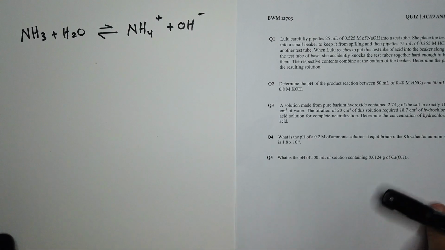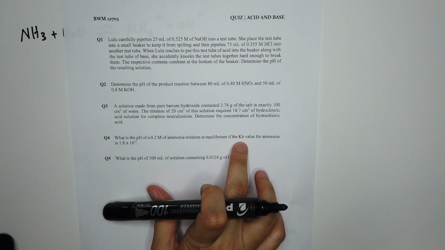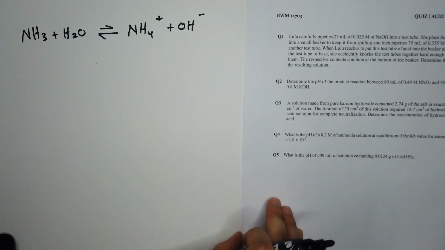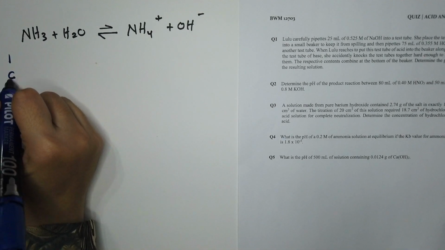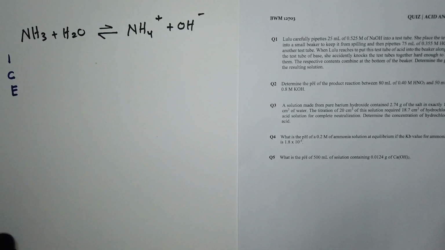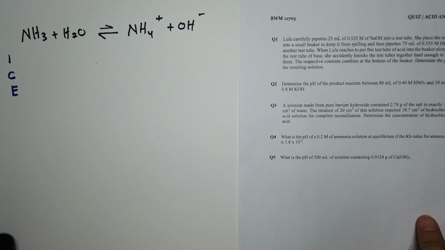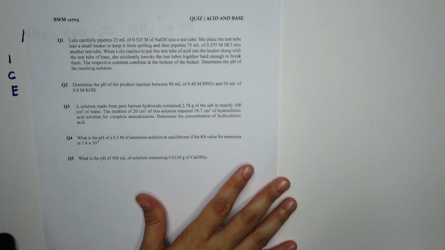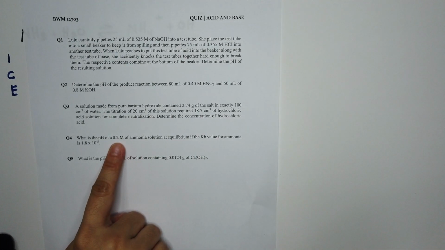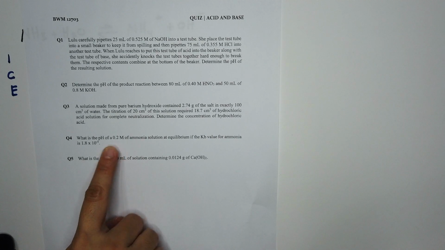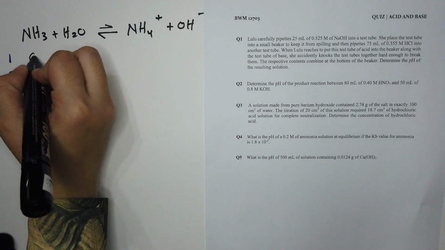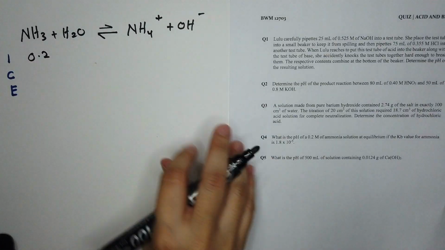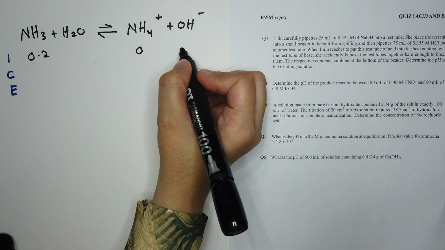So given in the question is a clue where you have the Kb. So when you have Kb or Ka, you need to write your ICE diagram. Okay, remember in your ICE diagram, H2O doesn't play a role, so just ignore it. And then initially the concentration of ammonia is 0.2 as stated in the question. So at first is 0.2, and no product has been produced, so 0, 0.